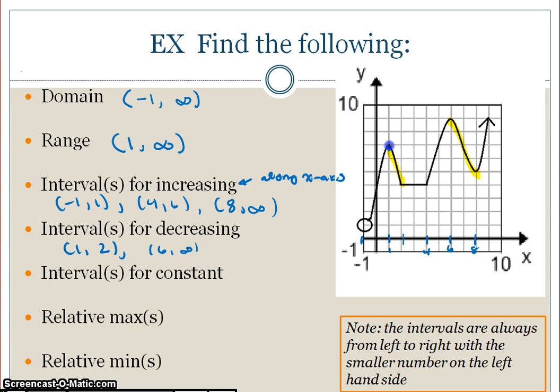Now technically on these endpoints, it's not increasing or decreasing, so it's a round bracket because it doesn't include those, because at the point 1, it's neither increasing or decreasing because it's just a particular point. So it's an open interval.